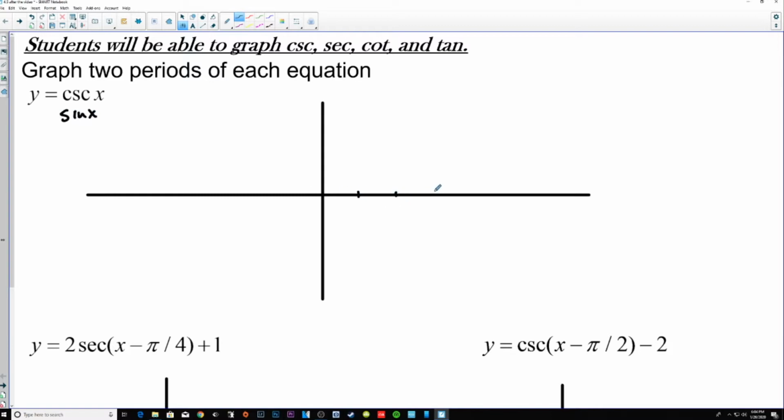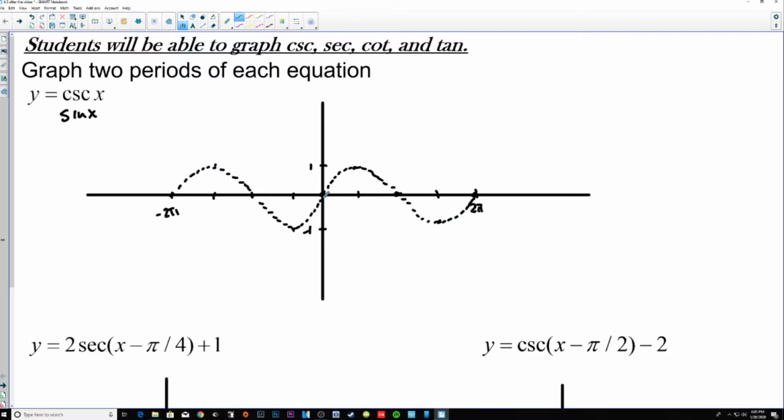1, 2, 3, 4. Here's 2 pi. And 1, 2, 3, 4. Here's negative 2 pi. So we got an amplitude of 1. So there's 1 and negative 1. And then we're going to graph sine. So here's sine. I'll make it dotted because our final answer is not sine. Our final answer is going to be cosecant.